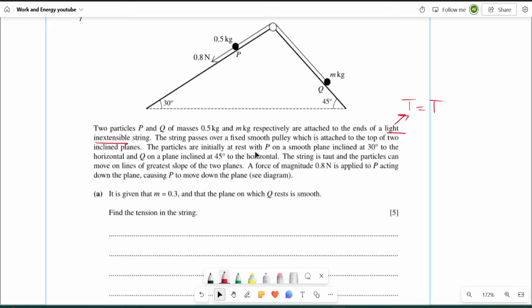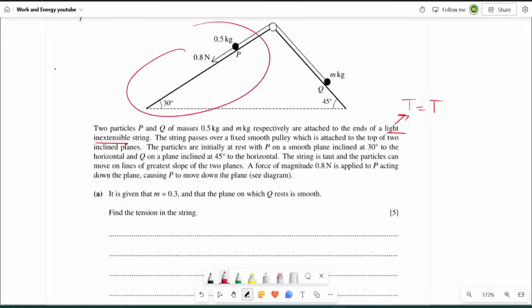Particles are initially at rest with P on a smooth plane. This plane has no friction and is inclined 30 degrees to the horizontal. Q is on a plane inclined 45 degrees to the horizontal. The string is taut and the particles can move on lines of greatest slope of the two planes. A force of magnitude 0.8 newtons is applied to P, acting down the plane, causing P to move down the plane. It is given that m equals 0.3 and the plane on which Q rests is also smooth. Find the tension in the string.